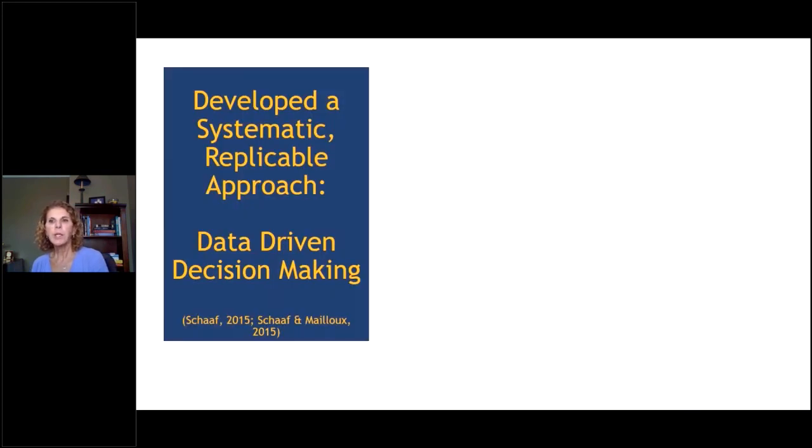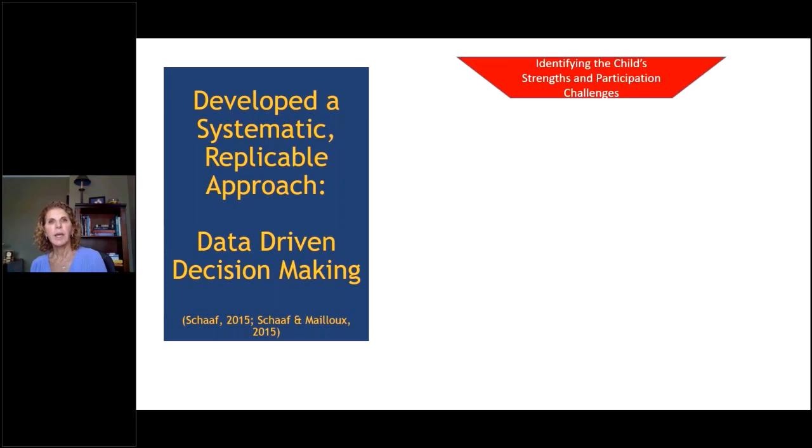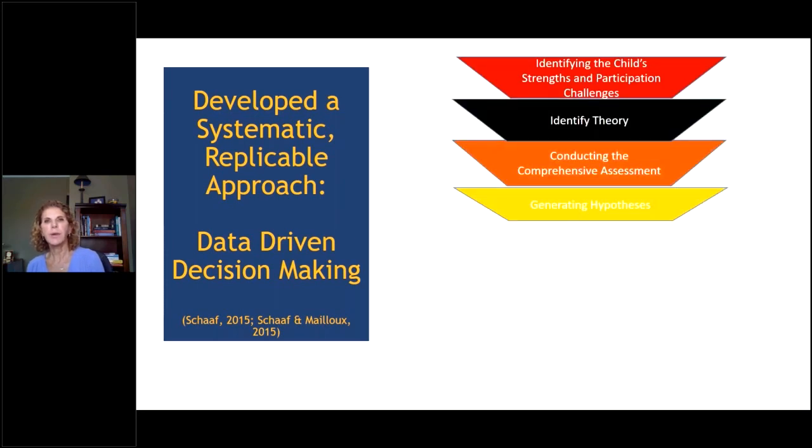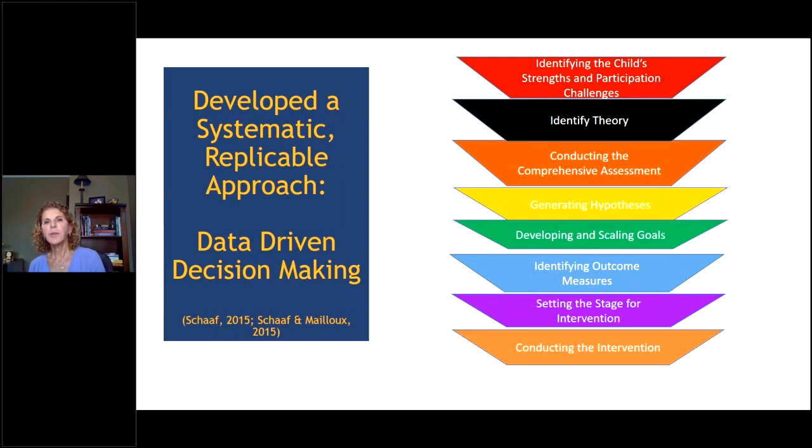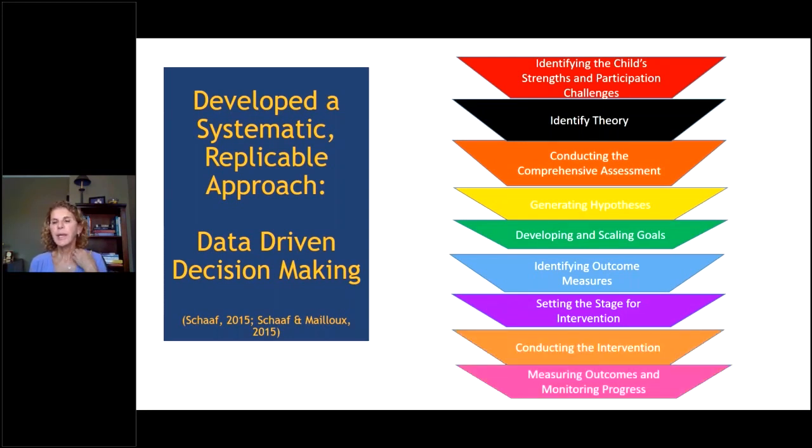We also operationalize the intervention using an approach we call data-driven decision-making. It's systematic and it can be easily replicated. It's a series of steps that the therapist goes through with their clinical reasoning as they're gathering data, using the data, and designing treatment and measuring outcomes.